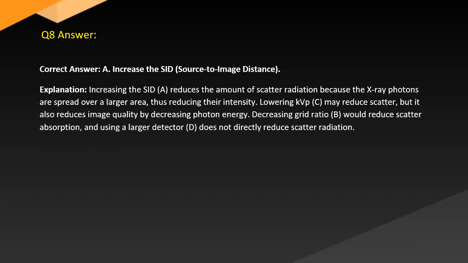Answer. Correct answer: A. Increase the SID, source to image distance. Explanation. Increasing the SID (A) reduces the amount of scatter radiation because the X-ray photons are spread over a larger area, thus reducing their intensity. Lowering kVp (C) may reduce scatter, but it also reduces image quality by decreasing photon energy. Decreasing grid ratio (B) would reduce scatter absorption, and using a larger detector (D) does not directly reduce radiation.